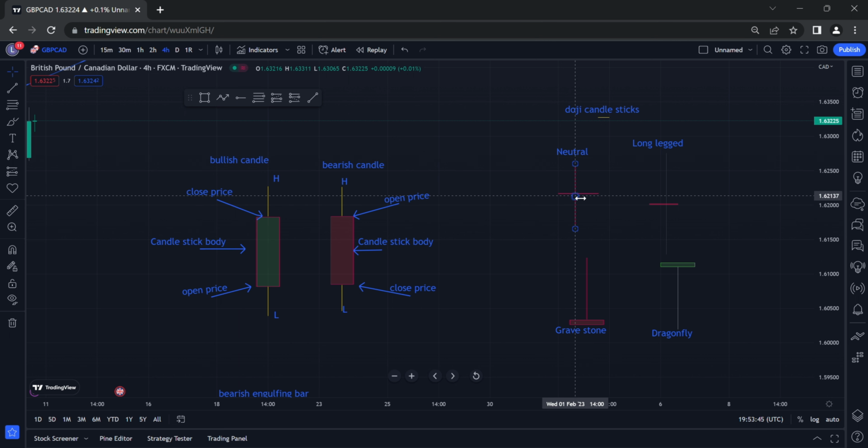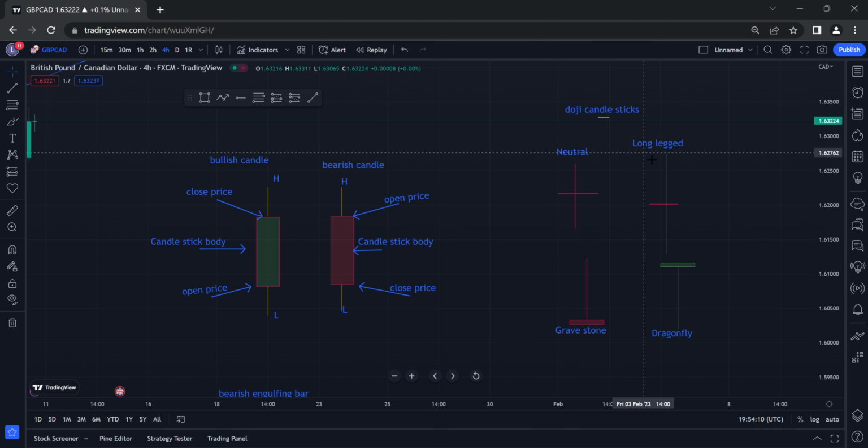So this neutral doji, how does it work, and why is it like this? It is like this because it opened here in the middle. It moved this side up, then it came back in the middle, and then it moved down, then it came back in the middle again. It closed here in the middle. That's why it is called a neutral doji, a doji candlestick. Neutral. It is like a plus sign.